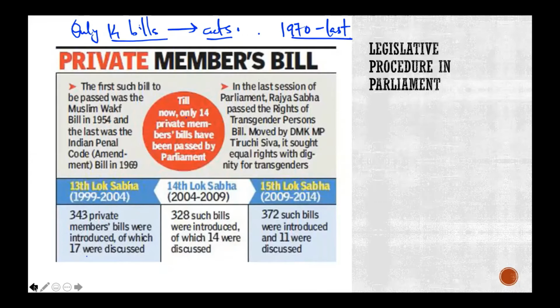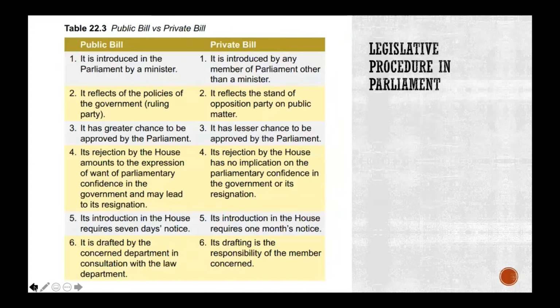Now what is the difference? This one is introduced by a minister, and this one by anybody other than a minister. A government bill reflects the policies of the government, and possibly the stand of the opposition party, and it has a greater chance of being approved by Parliament. A private member's bill has a lesser chance, and that is why only 14 have been passed.